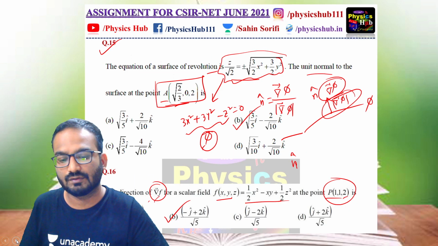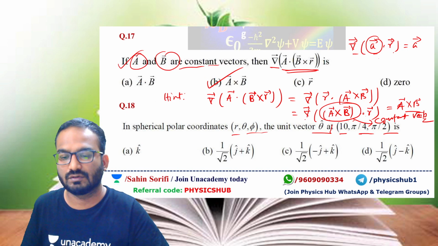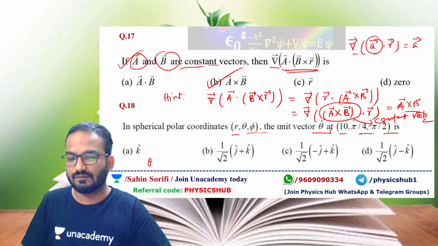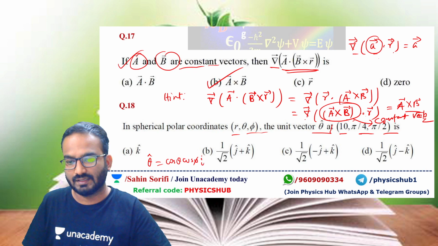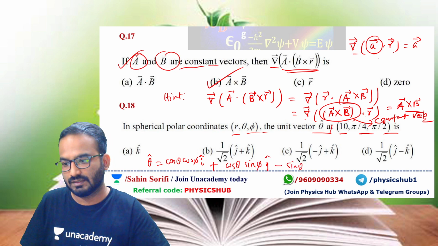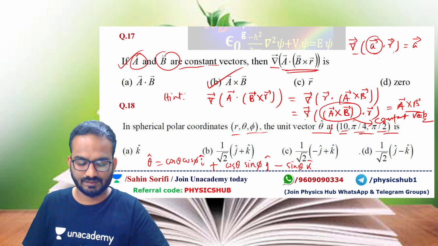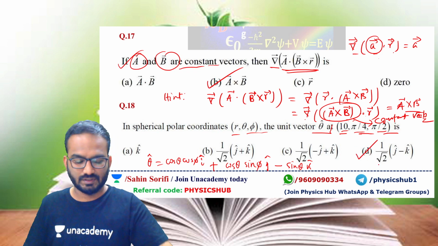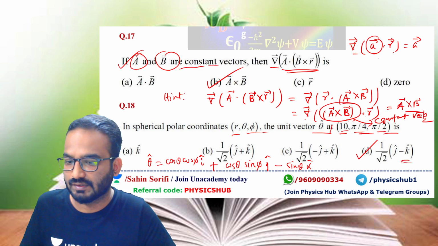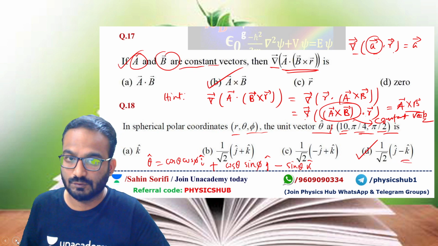You can find the video on my YouTube channel also. Just check our YouTube channel, you will get the video on how to convert them, and you will get the value of theta cap as cos theta cos phi i cap plus cos theta sin phi j cap minus sin theta k cap. And if you put the values of r, theta, and phi, you will get the correct answer. And you will get option D to be the correct answer: 1 by root 2 j cap minus k cap. I hope you will be able to do it.